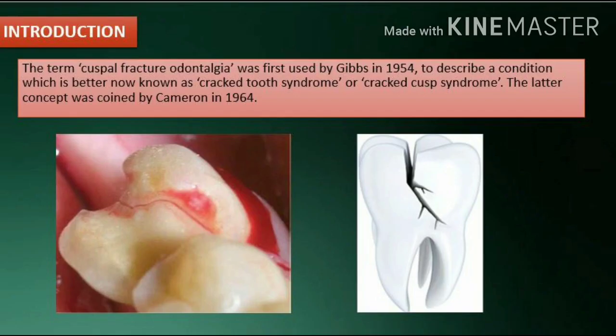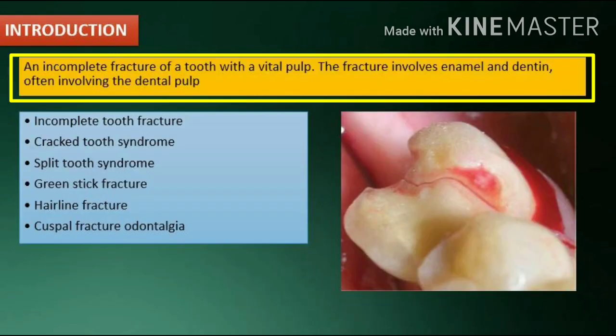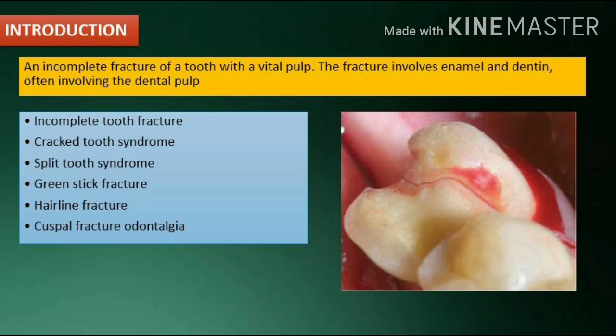The term cuspal fracture odontalgia was first used by Gibbs in 1954 to describe a condition which is now better known as cracked tooth syndrome or cracked cusp syndrome. The latter concept was coined by Cameron in 1964. Cracked tooth syndrome is defined as an incomplete fracture of a tooth with a vital pulp. The fracture involves enamel and dentin, often involving the dental pulp.